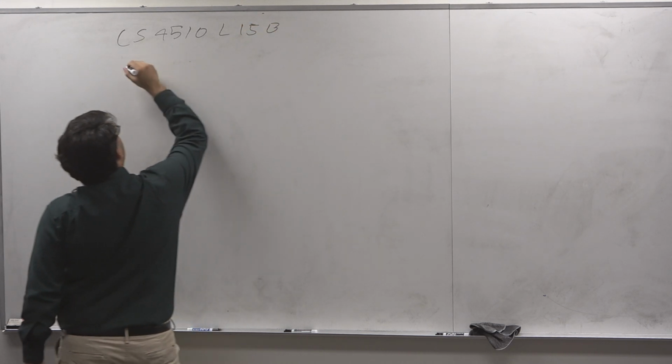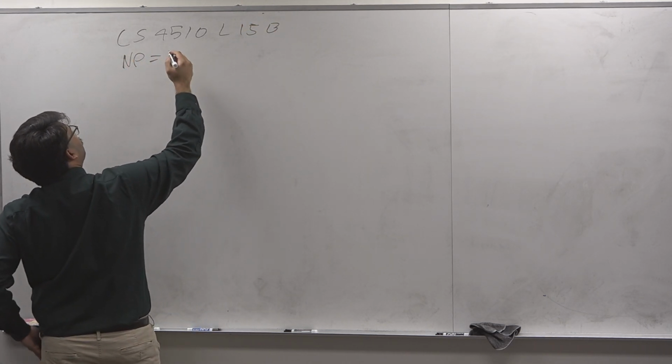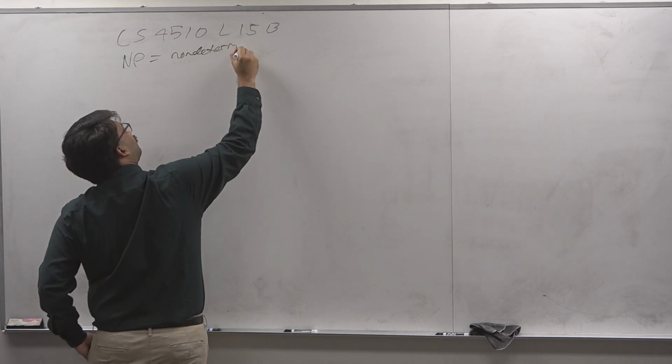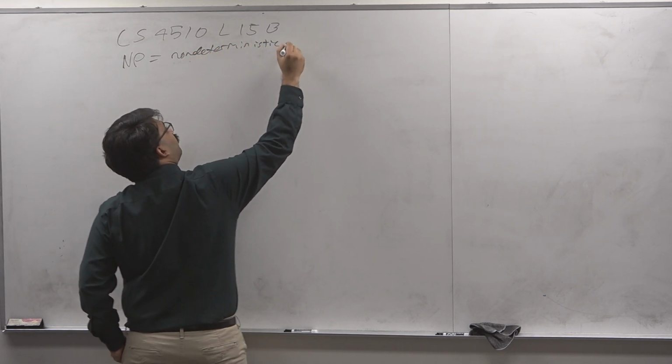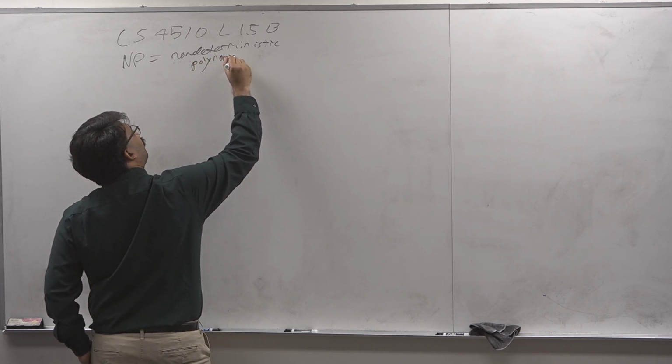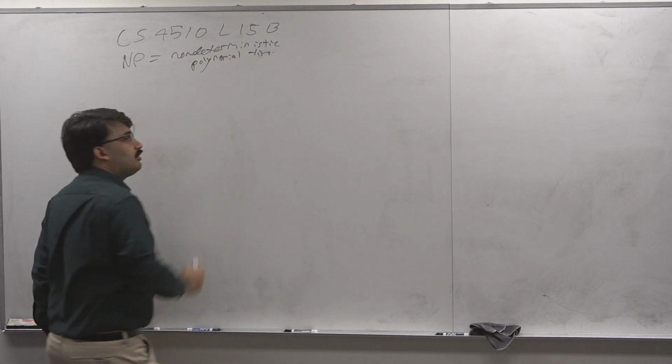The topic of today is NP, which, you're not going to believe this, does not stand for not polynomial, but non-deterministic polynomial time. So what is non-determinism?